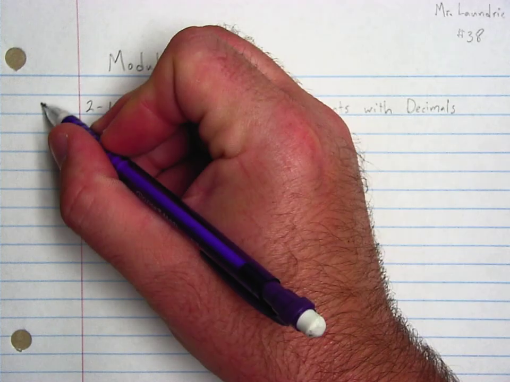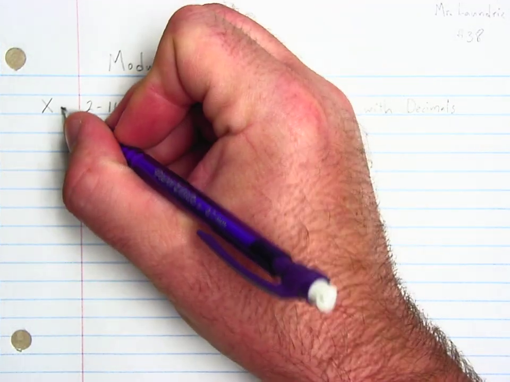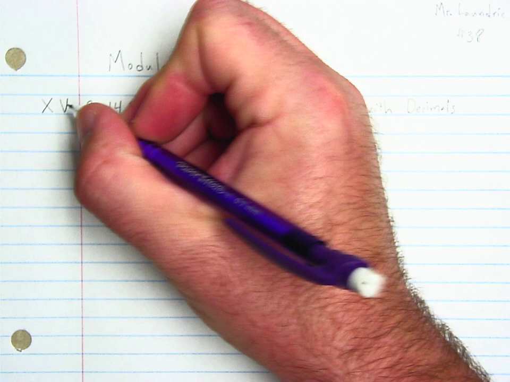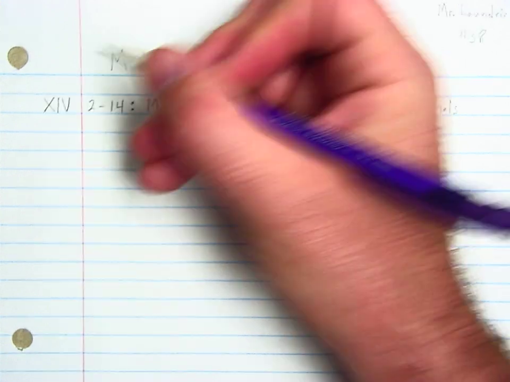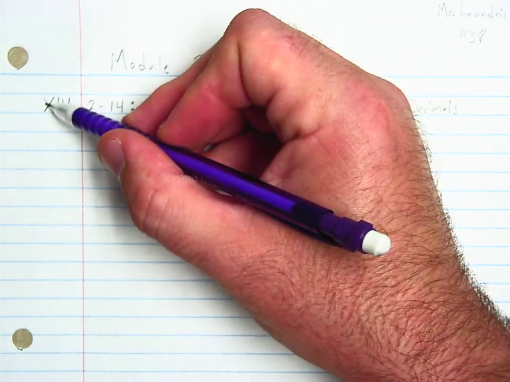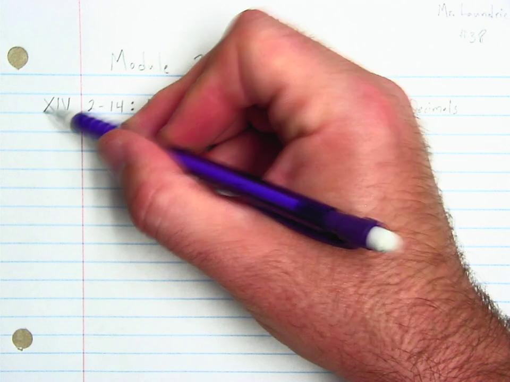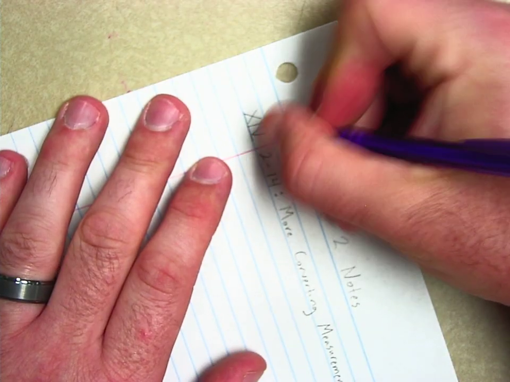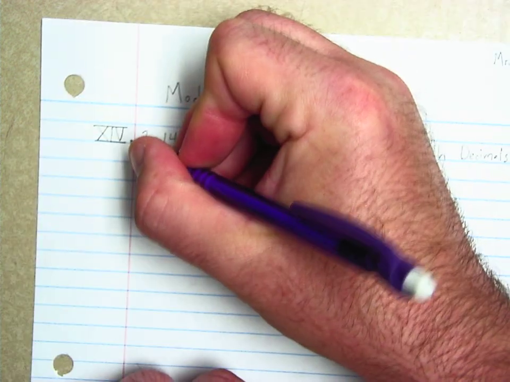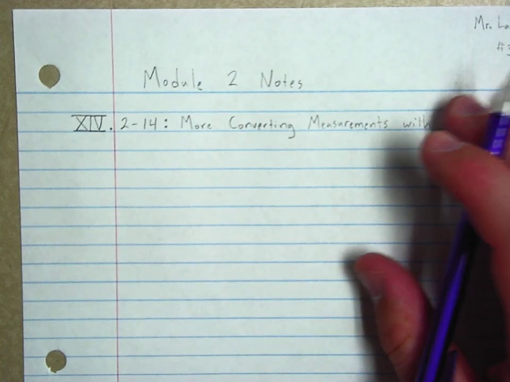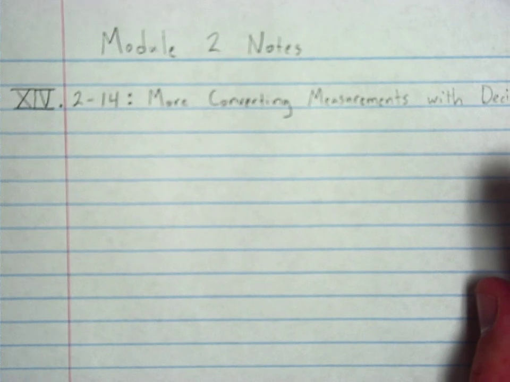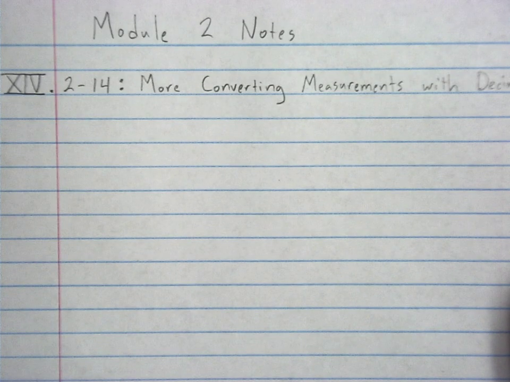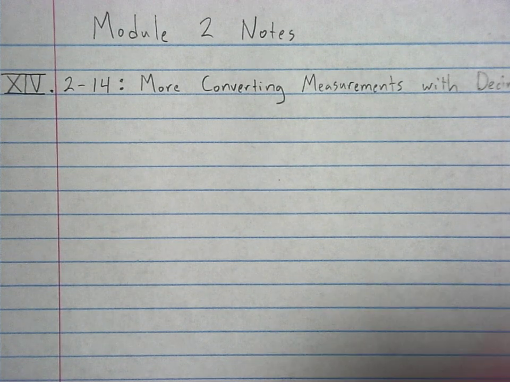So 10, 15, 1 less than 15. So XIV, 10 plus 1 less than 5. When you get into these bigger numbers, you start to see why we don't really use Roman numerals anymore. They're a little complicated sometimes. So XIV for 14.